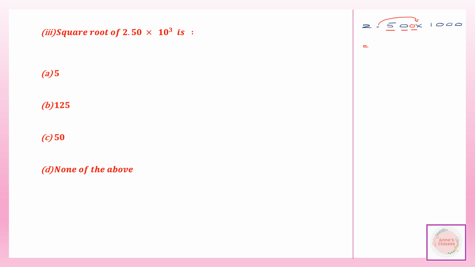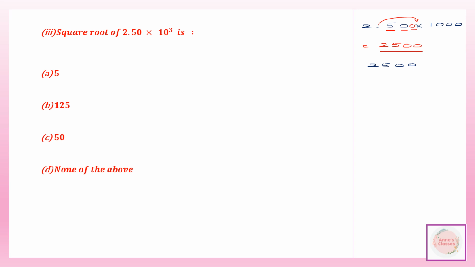So what is our number now? Our number is 2500. Now what is the square root of 2500? Now how do we find square roots? There are ways to find square roots. One way is to find the prime factors of this number 2500. So let's find the prime factors of 2500.